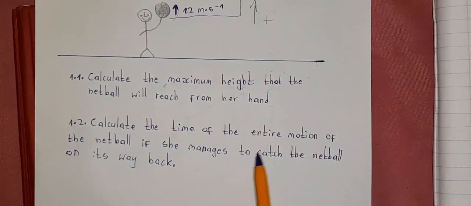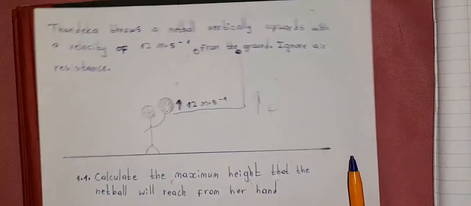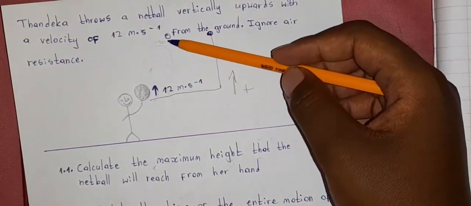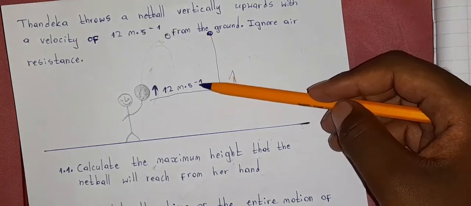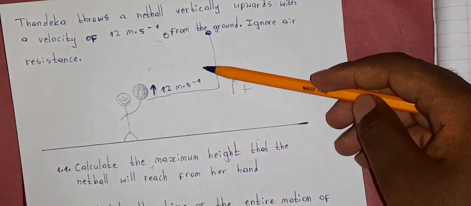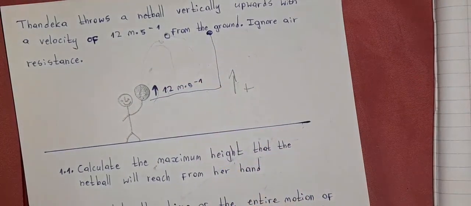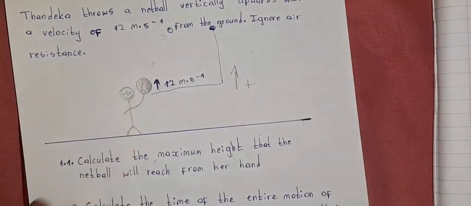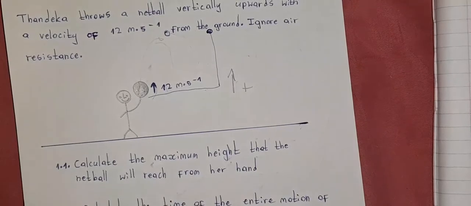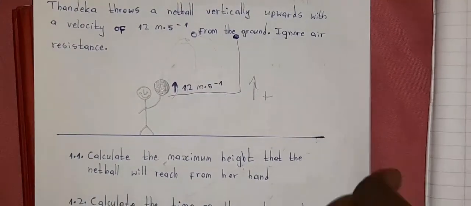Let's see another question. They say calculate the time of the entire motion of the netball if she manages to catch the netball on its way back. So how do we calculate this? We know that if it takes 2 seconds to reach its maximum height, then it will take 2 seconds to return to where it was thrown, and the total entire motion will be 2 seconds plus 2 seconds, which gives us 4 seconds. So let's calculate the time it takes to reach the maximum height, and then double that answer to get the total time for the entire motion.